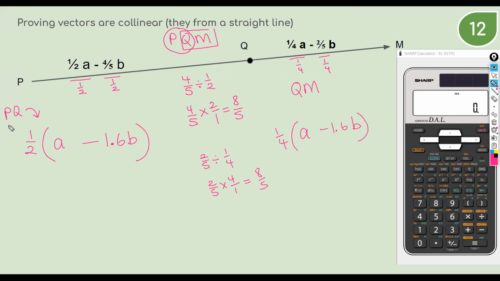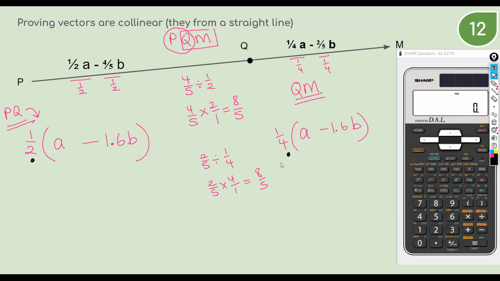Which one is larger, PQ or QM? Look at the values in front. This one has a half and this one has a quarter. Which one is larger? PQ or QM? You all are correct. It's PQ. How many times larger is PQ? Because a half is larger than a quarter. Like if they ask you that, how many times larger?